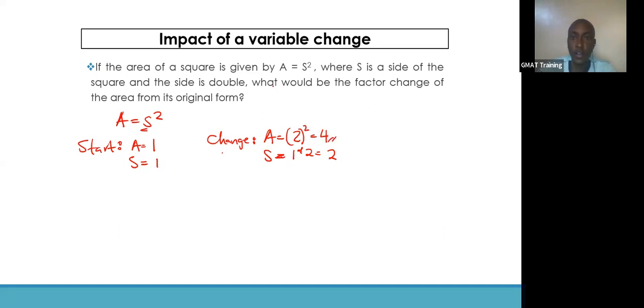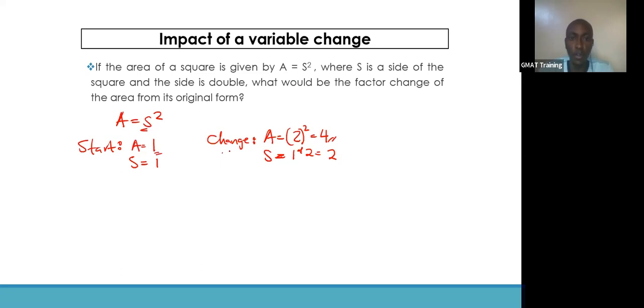All right, what will be the factor change of the area from original form? We know that the area from the beginning was 1 and now it's 4, so the factor of change will be 4. 1 times 4, which is 4 for the area of the change. And so as you can see, it is a simple question if you paraphrase it according to the steps that I've given you.